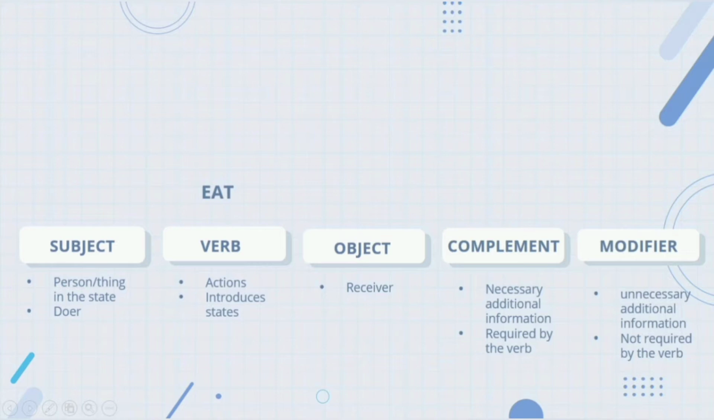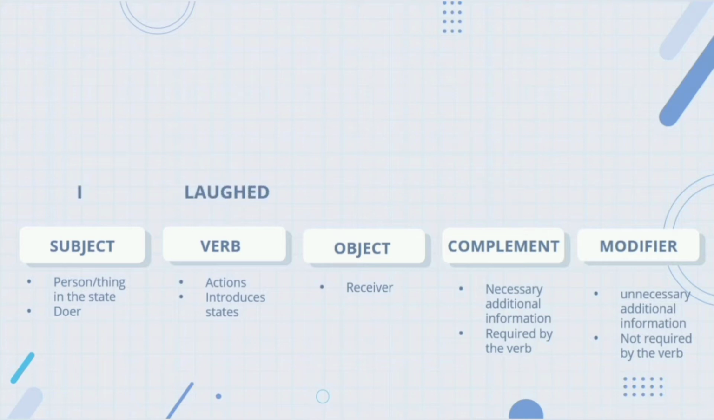The verb refers to an action or to introduce a situation. For example, the word eat is a verb because it represents an action. The word is also a verb because it can introduce a situation, such as is sick.